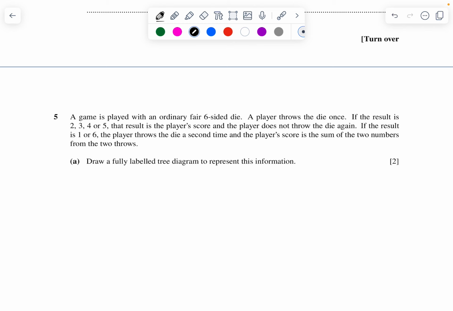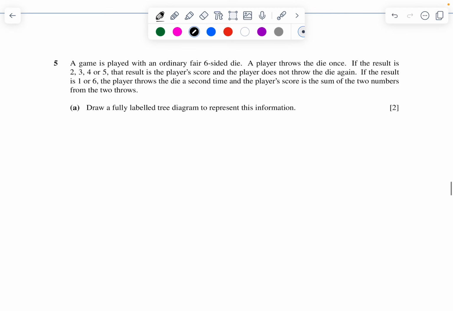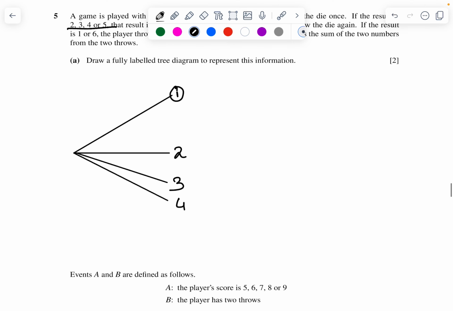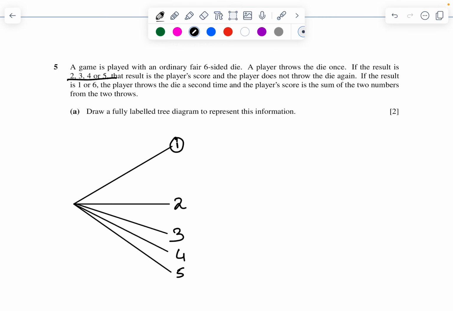Now coming to question number 5. A game is played with an ordinary fair six-sided die. The player throws the die once. If the result is 2, 3, 4, 5, that result is the player's score. If at all it is 2, that is a score. If it is 3, that is a score. If it is 4, also that is a score. If it is 5, also that is a score. And he does not throw the die again.